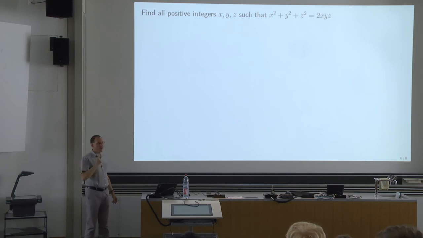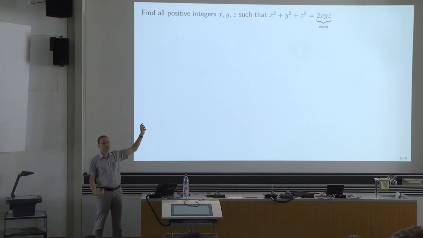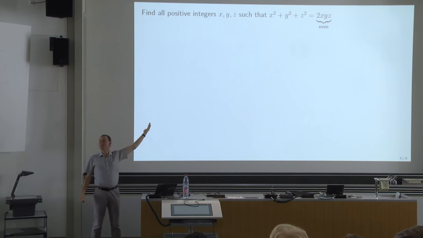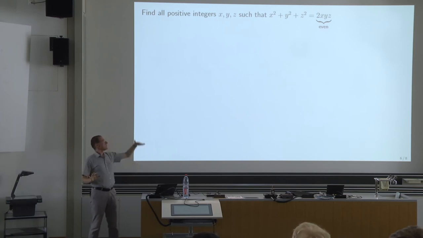The same? Absolutely. Now, look on the right-hand side. You have an even quantity. 2 times something. If you have a solution, then the right-hand side is even. Therefore, the left-hand side also has to be even. Now, just think about even and odd for now. The right-hand side is manifestly even, therefore the left-hand side also has to be even.